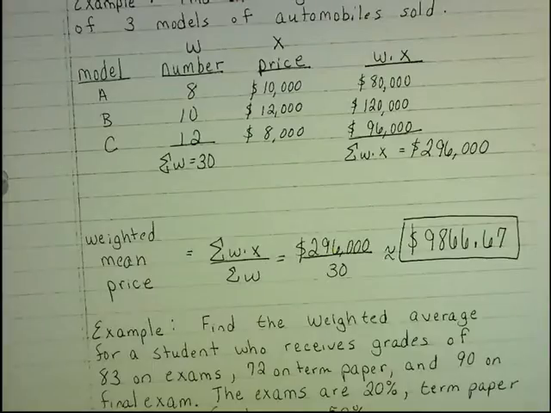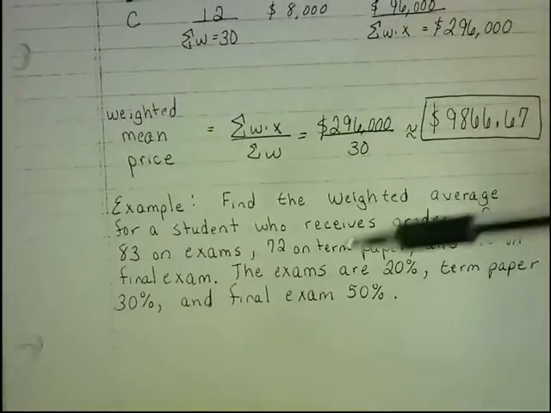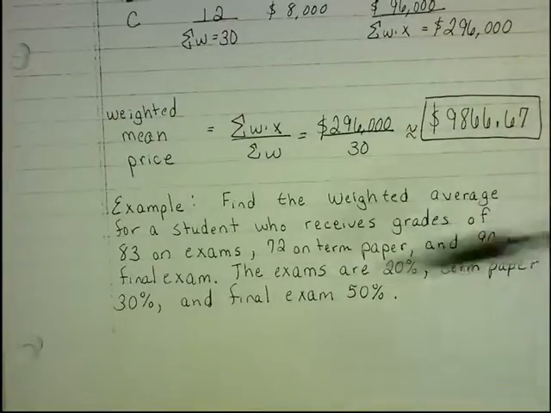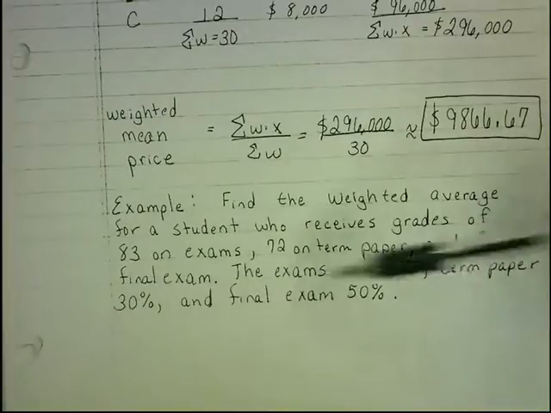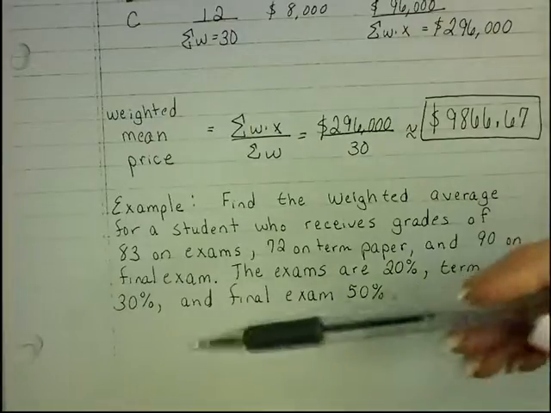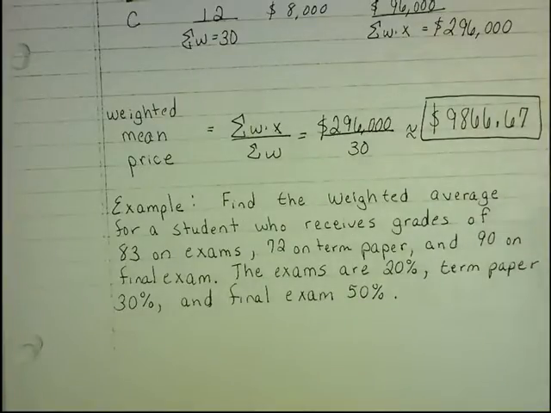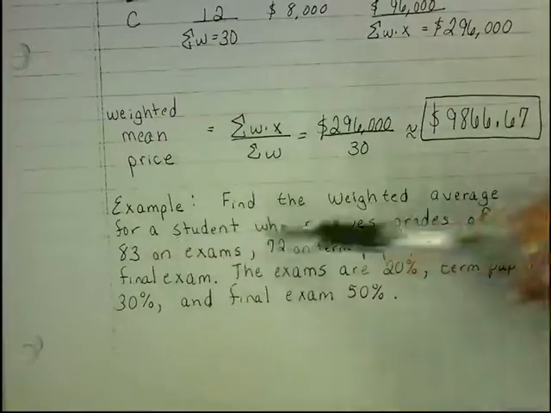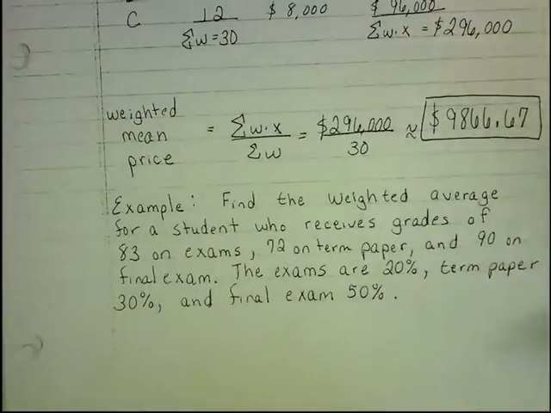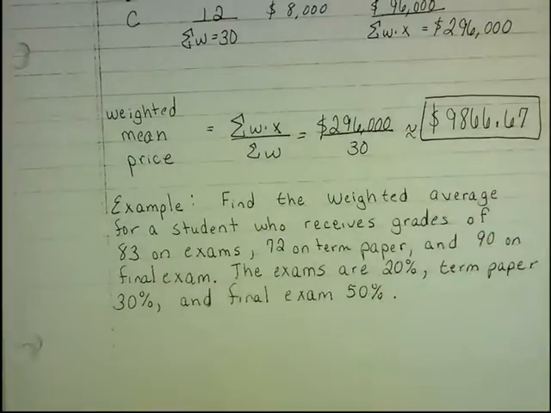Here's a grade situation. They are my favorite. Find the weighted average for a student who receives grades of 83, 72, and 90. The exams are 20%, term paper is 30%, and final exam is 50%. And I think I misread that. Find the weighted average for a student who receives grades of 83 on exams, 72 on term paper, and 90 on final. And here are their weights, 20%, 30%, and 50%.